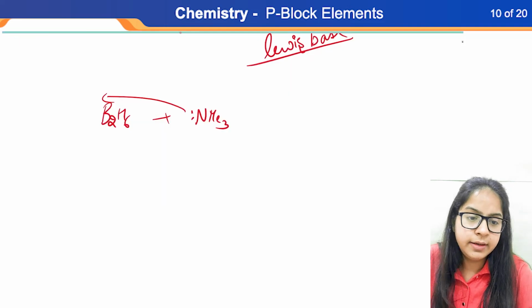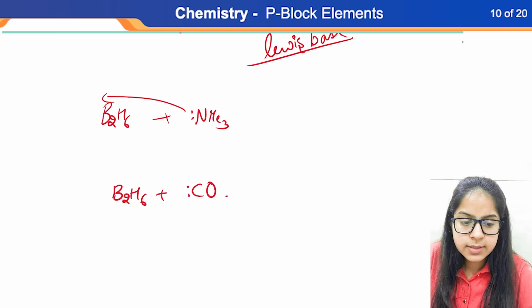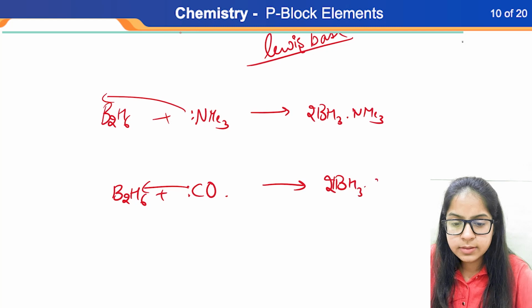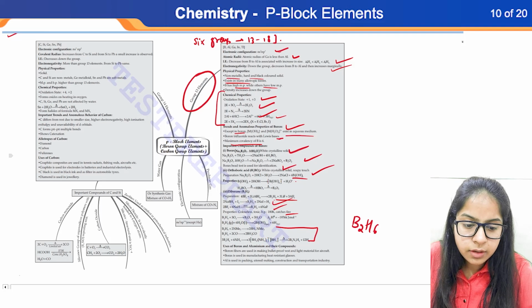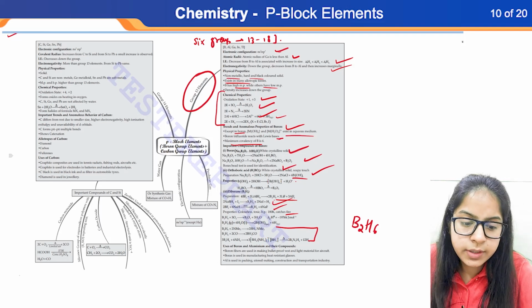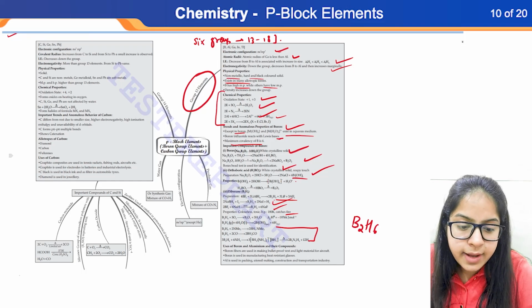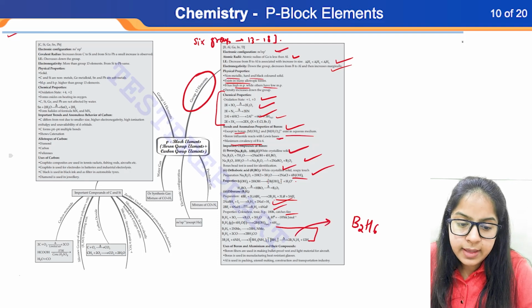It's an adduct. Now B2H6 on reaction with CO. CO also has a lone pair, so you will get here 2BH3·CO. So this is the adduct that is going to form. Now, in front of NMe3 you need to put 2, and in front of CO you need to put 2. Next, if B2H6 is going to react with ammonia, it will give us borazine, B3N3H6.